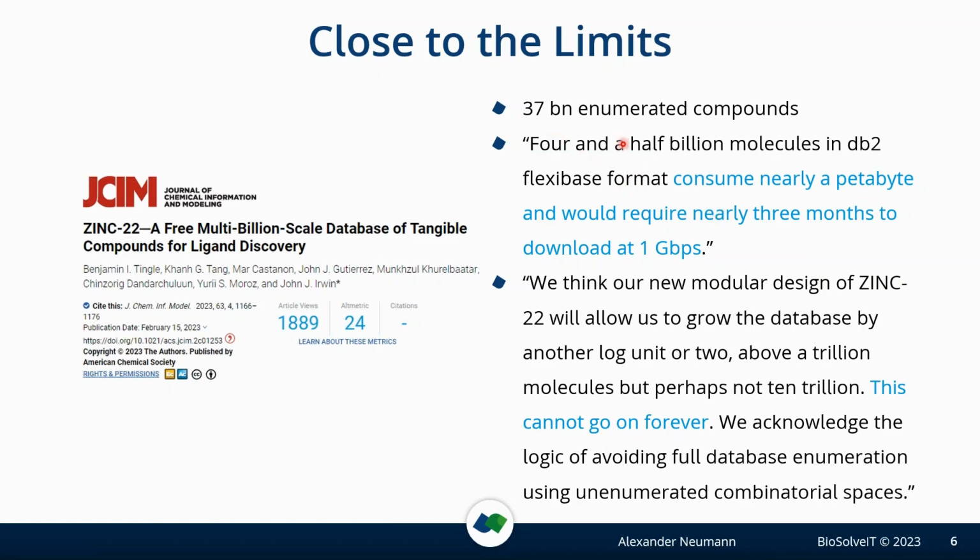But you can see that if you would download 4.5 billion molecules, it would take you at least 3 months at a computer speed of 1 gigabyte per second download. So maybe not something so convenient. And this is also where the authors comment that this cannot go on forever. So basically, this is important, and I don't think that enumeration will fade away in the closest future. But if we want to go into those huge, vast numbers, we actually have to take a look into how we can successfully mine from those unenumerated combinatorial spaces.